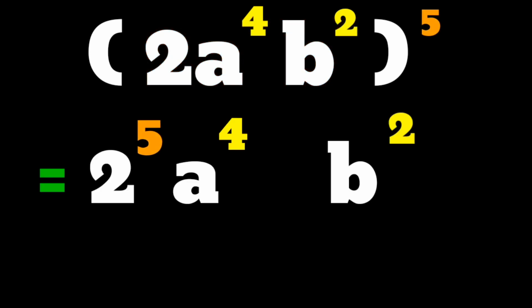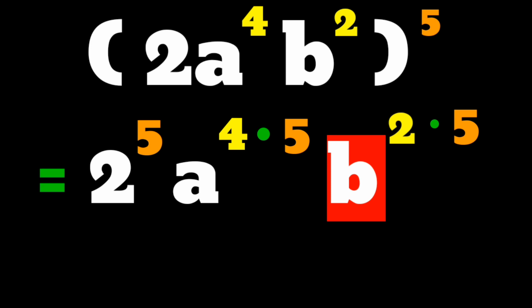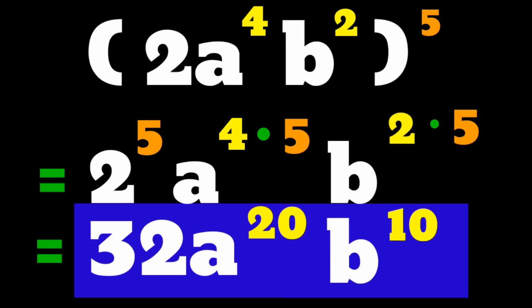Example 2. The quantity 2a to the fourth b squared raised to the fifth power, raise 5 to each factor of the product. So we have 2 to the fifth. Power to power rule. Copy the base a and multiply exponents, 4 times 5. Power to power rule. Copy the base b and multiply the exponents, 2 times 5. So the final answer is 32a to the 20th power, b to the 10th power.